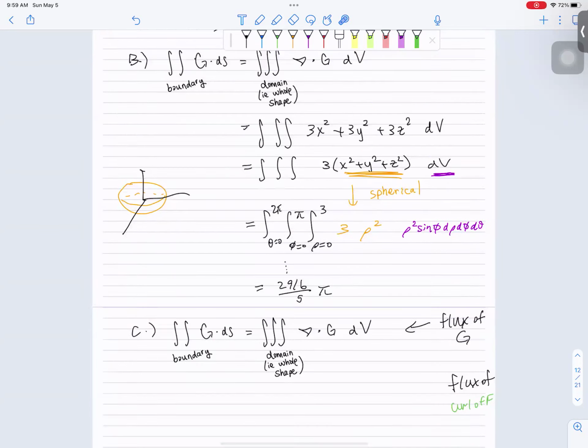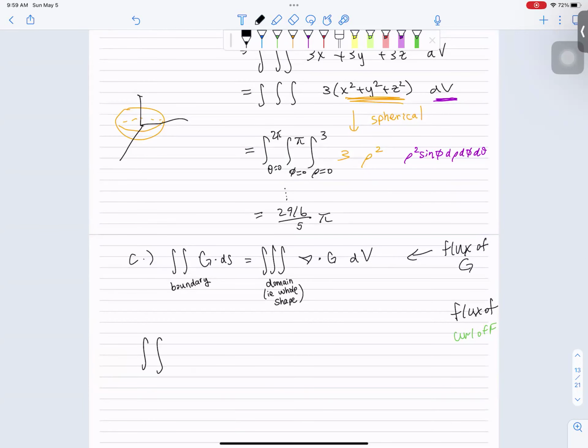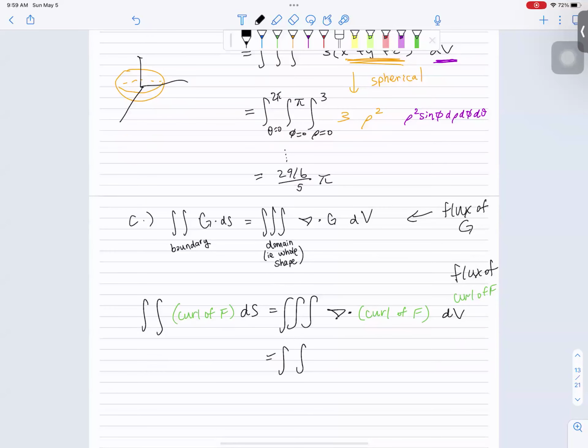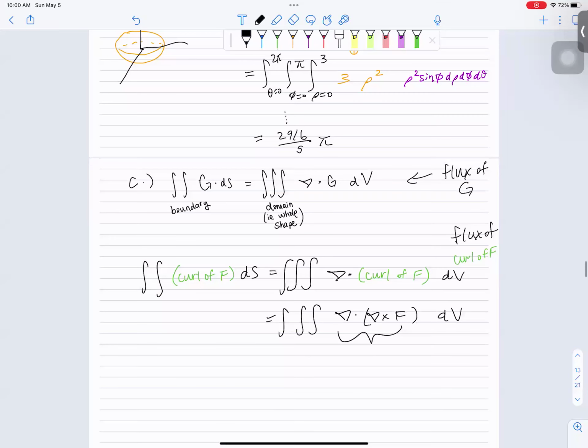So what happens if I write the curl of F using the divergence theorem? It says the flux of curl of F dS equals the triple integral of the divergence of, my G is the curl of F, dV. And what is this saying? This is saying to take the divergence of the curl of F. What is the divergence of curl? This is a fact that the divergence of curl is 0. So we get 0 dV. So the answer is 0.